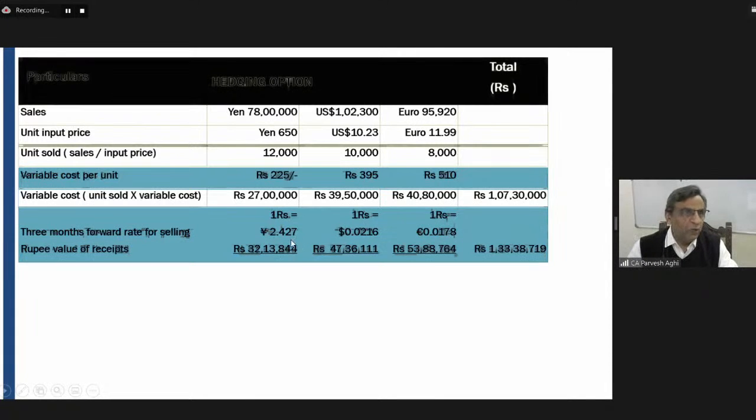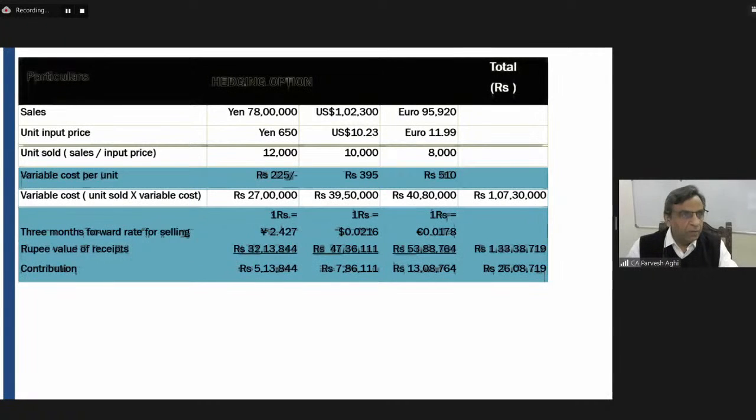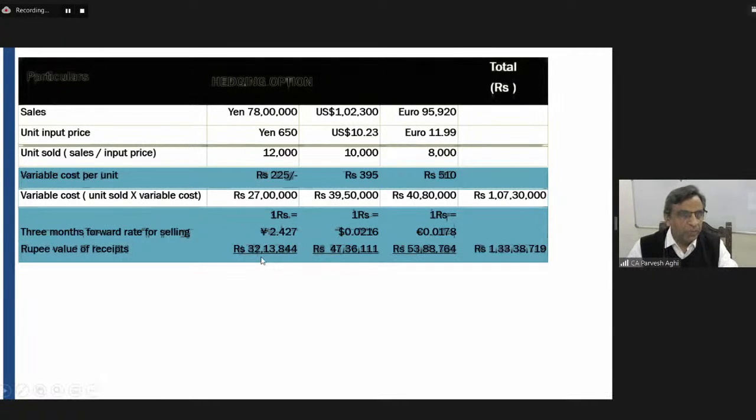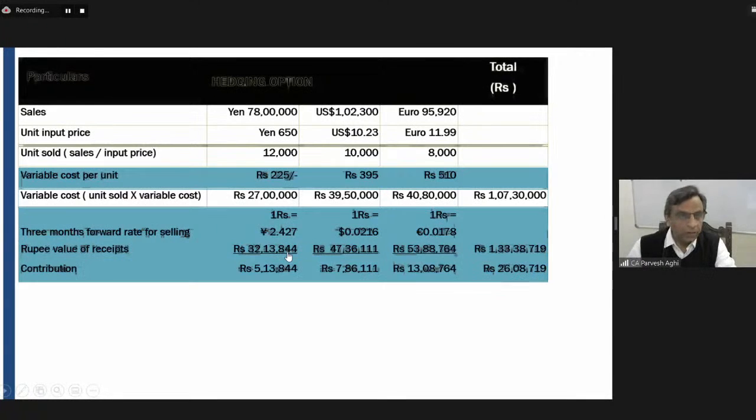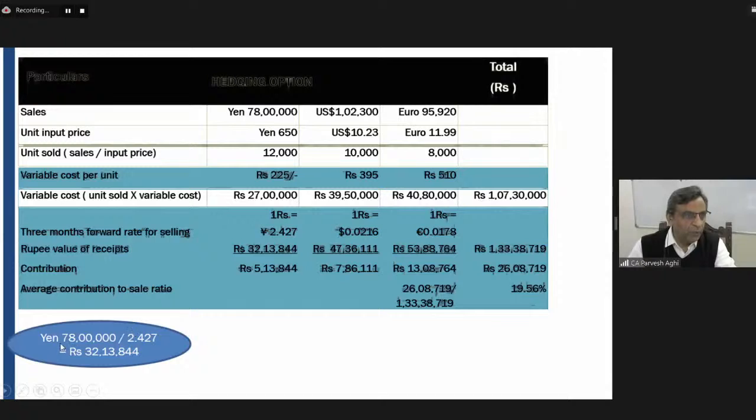So now we calculate the value of the receipts. And how do we do that? I'll show you how the calculations have been done. This is your total yen, which is given, and the currency rate is given. By using that, we have calculated the value of receipts, and it comes to 32,13,000. Very shortly, if you look at the rate here, 78 lakhs is the yen. Because this is an indirect quote, we divide by 2.427. So we get the number 32,13,000. This is the value of receipts in rupees.